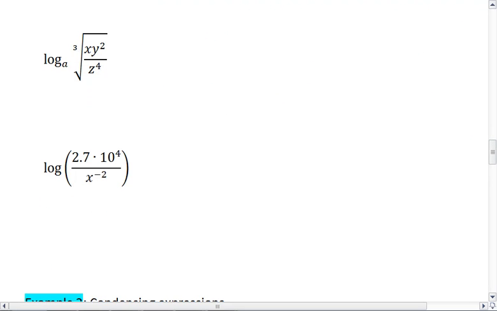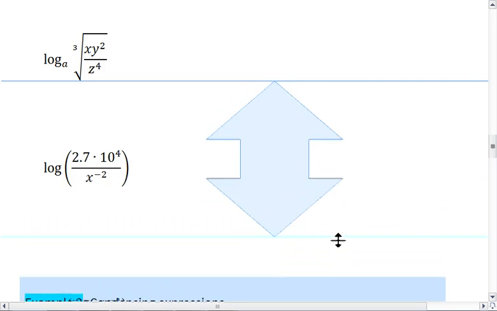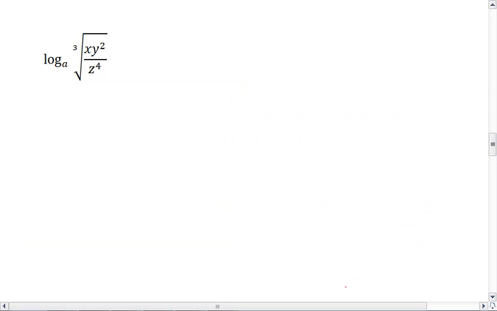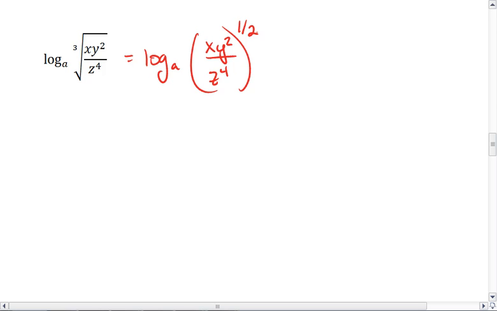Now we can look at log base a of the cubed root of xy squared over z to the 4th. Alright, I'm going to write this root as a fractional exponent, because that's a little bit easier to work with. Since the fractional exponent is on the outside, we want to pull that down first. We get 1/2 times log base a of xy squared over z to the 4th.